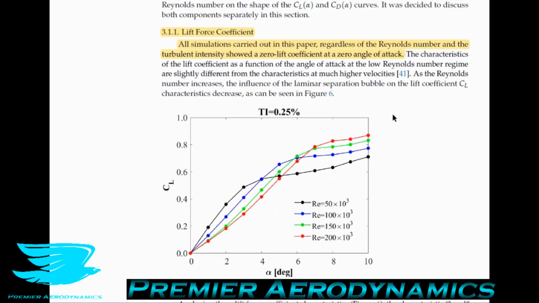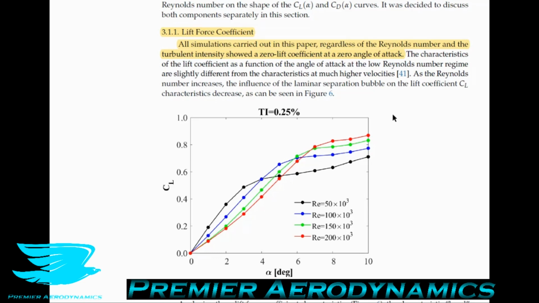So all simulations carried out in this paper, regardless of Reynolds number and their turbulence intensity, show a 0 lift coefficient at 0 degrees angle of attack. This is important because this is a NACA 0018 airfoil, and symmetrical airfoils always, unless they're in like ground effect, if they're out of ground effect, they will always have 0 lift coefficients at 0 degrees angle of attack. If they are not symmetrical airfoils, or uncambered, I should say, then they will not have a 0 lift coefficient at 0 degrees angle of attack. That is important to note.